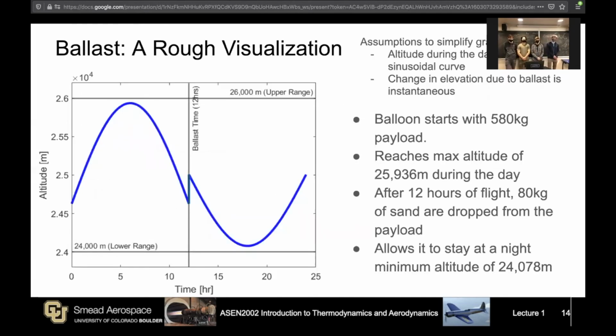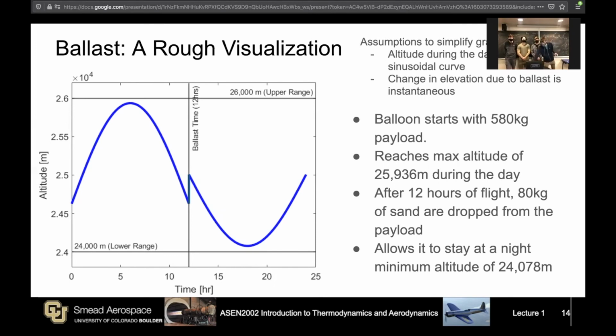Now here's a rough visualization of our altitude throughout the day cycle. And some assumptions to simplify this graph: we assume that the altitude followed a sinusoidal curve and the change in elevation due to the ballast was instantaneous. So we started the balloon at 25 kilometers right at morning, and it had 580 kilograms, which is the 500 kilogram payload plus the 80 kilogram ballast.